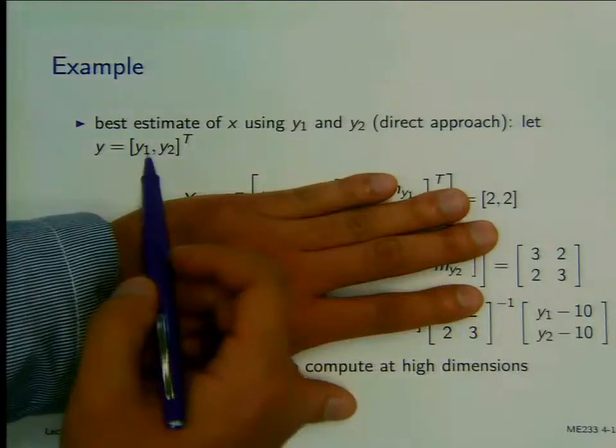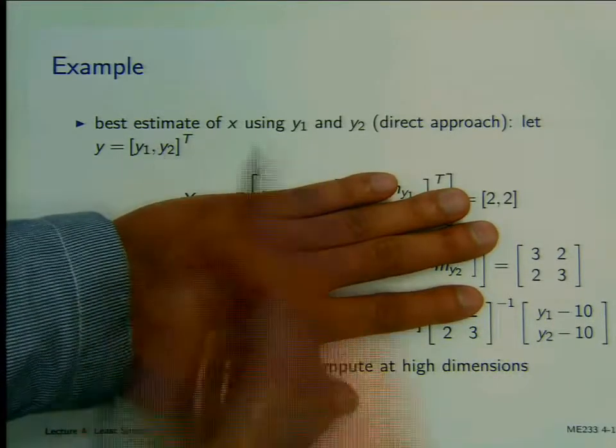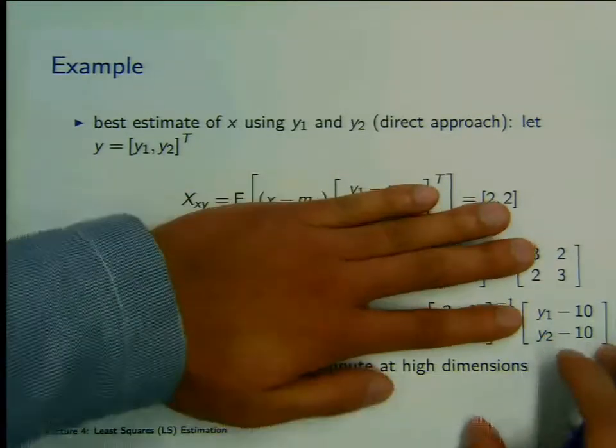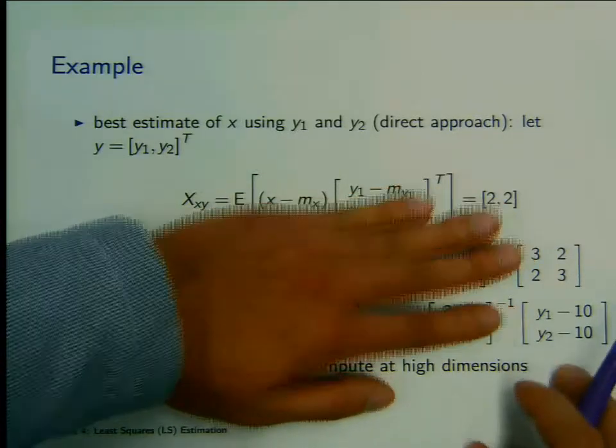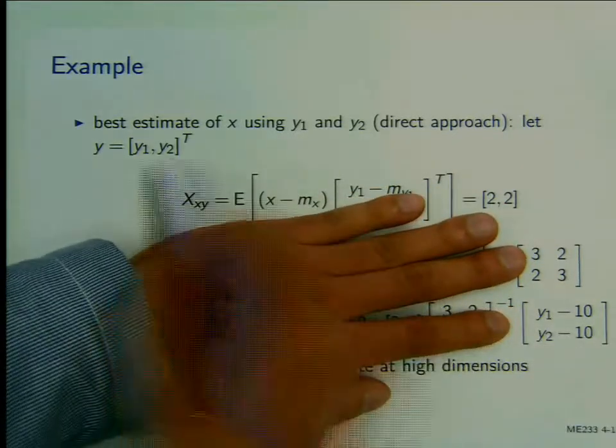So now, what we wanted to do is estimate using both y1 and y2. This is what we wanted to do. And I'm going to show you how the result is going to improve if I have two measurements.